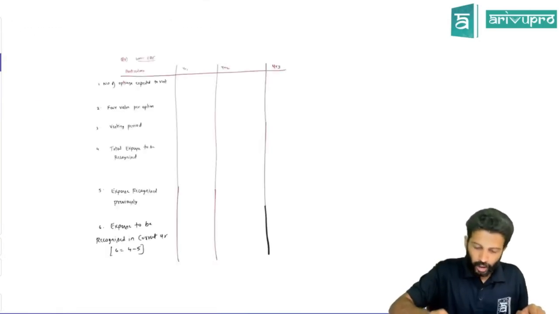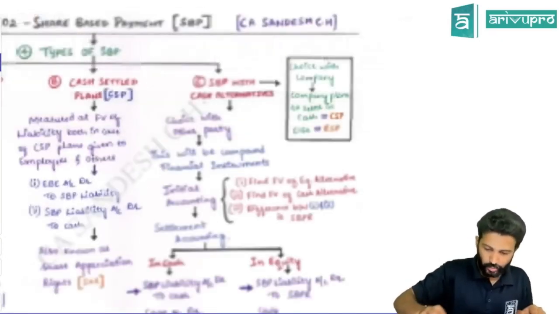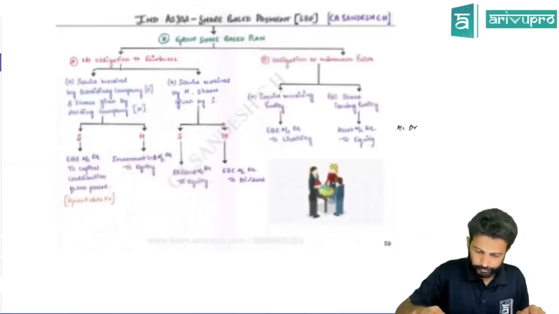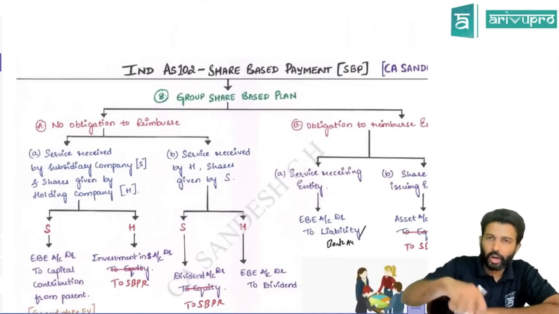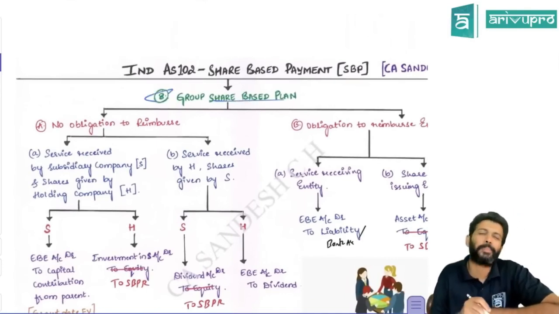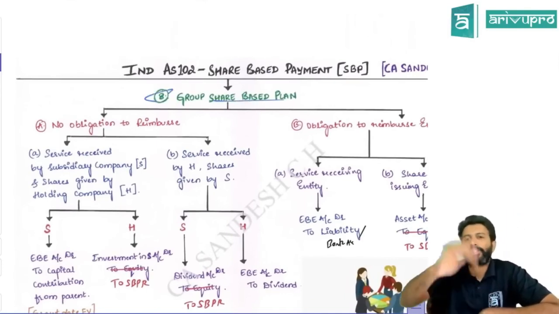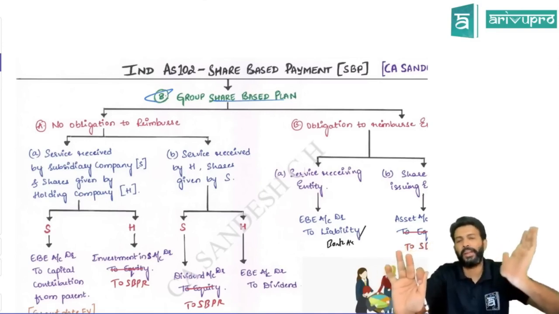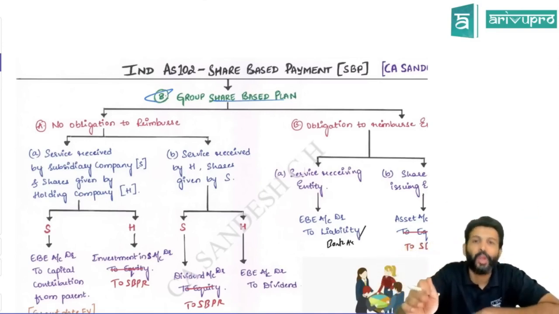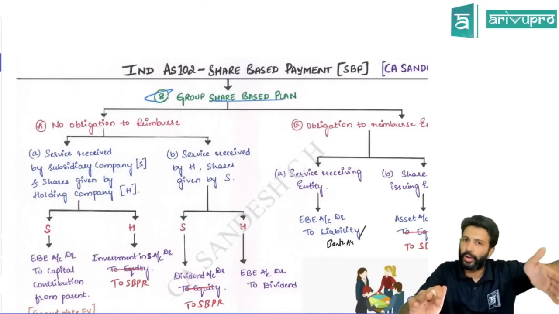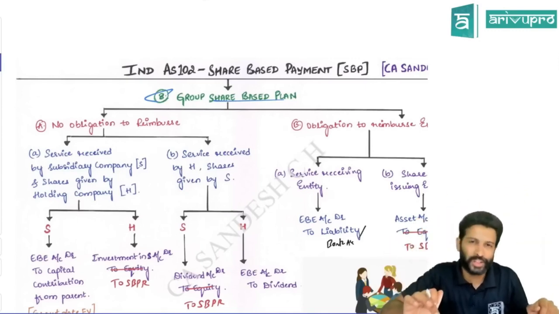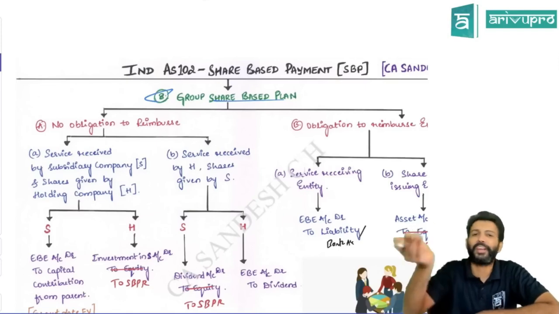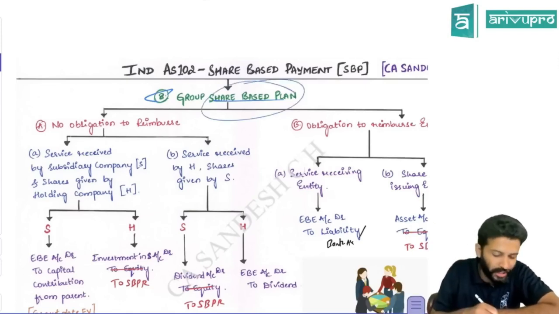Okay. All right. I think we have done everything with the questions. One minute. Yeah, I think there's one more small concept: group share based plan. Group share based plan means employees of a subsidiary. The employee belongs to the subsidiary company, but the holding company is issuing the shares. Or the employee belongs to the holding company and the subsidiary company is issuing shares. One company's shares, another company's employee. That we are calling a group share based plan.